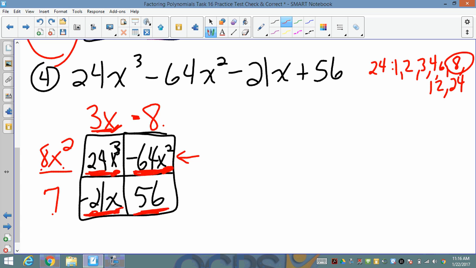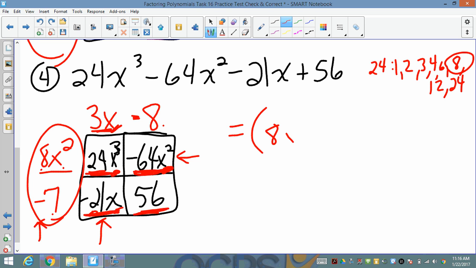Oops, right there. Look at that. I need negative 21x, so I need my 7 to be negative. If this is negative, this number here will be negative. And this is how you catch those mistakes. If I've been doing this for as long as I've been doing it and I still make mistakes, you will too. So you got to re-multiply to check. Negative 7 times negative 8 is a positive 56. So my answer here, 8x squared minus 7 times 3x minus 8.